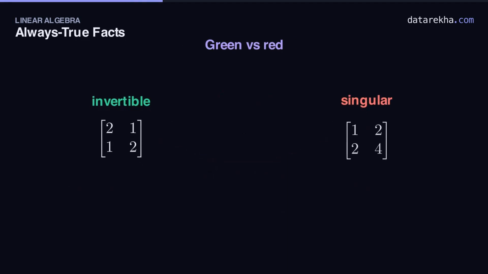Let's make that real with 2 little matrices. On the left, 2, 1, 1, 2. On the right, 1, 2, 2, 4. Check the determinant. On the left, 4 minus 1 is 3, non-zero. On the right, 4 minus 4 is 0. That single number decides everything else.